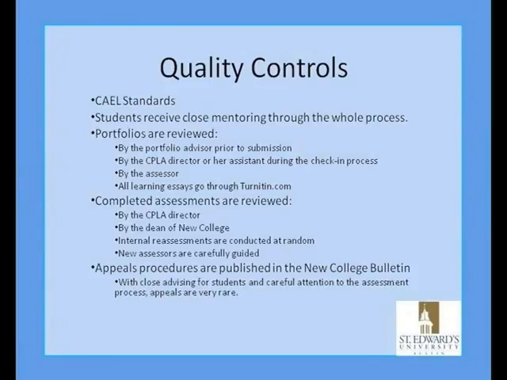Finally, when completed assessments are reviewed, after the assessor sends it back to me, I'm the first one who sees it. The dean has to sign off on it, so she looks at it very carefully. I do conduct internal reassessments at random just to ensure that we've got, again, consistency in the way we're evaluating certain courses. And finally, I monitor new assessors' work carefully and provide guidance where needed.